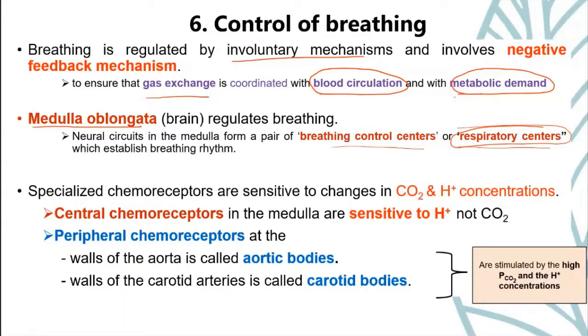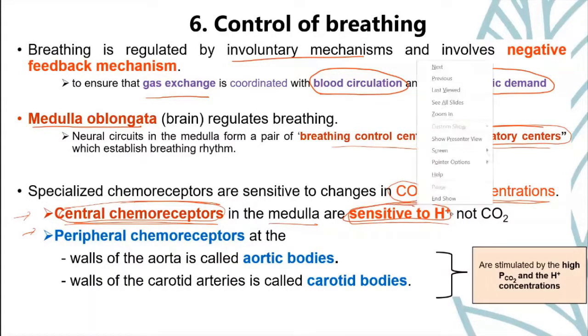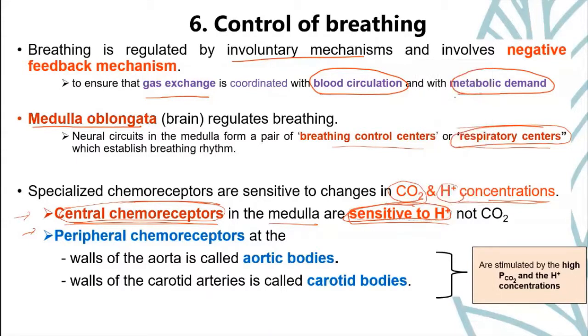So specialized chemoreceptors are sensitive to changes in carbon dioxide and hydrogen ion concentration. So kita ada dua tempat for chemoreceptor. Satu adalah central chemoreceptor in the medulla. The central chemoreceptor in the medulla in the brain, it is sensitive to hydrogen ion concentration. Okay, hydrogen ion concentration but not to carbon dioxide.